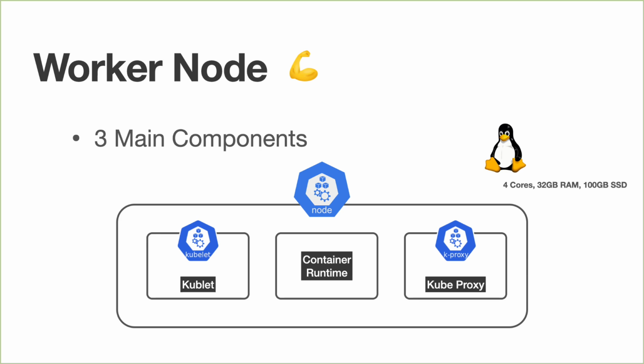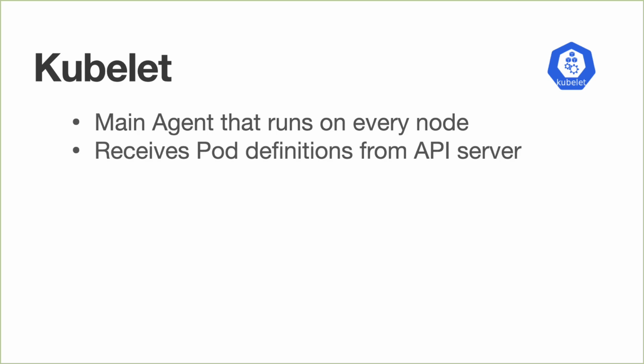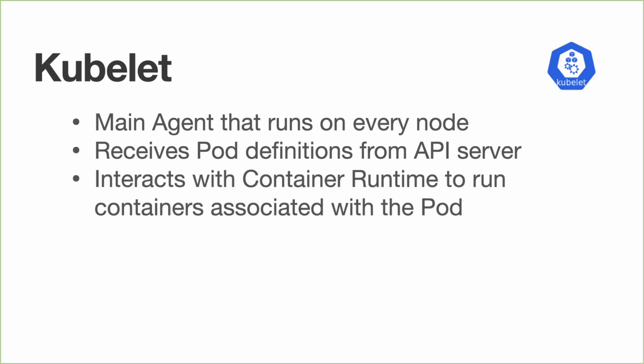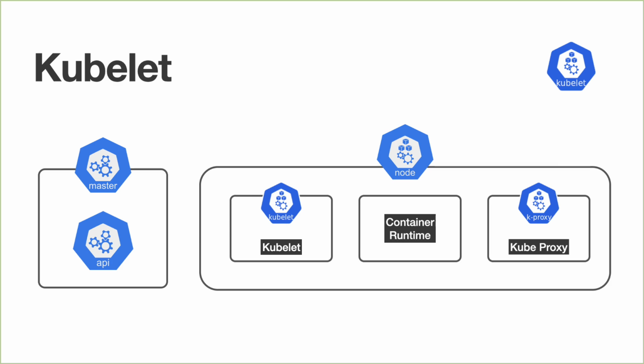So let's learn about the kubelet. The kubelet is the main agent that runs on every single node. It receives pod definitions from the API server. It also interacts with the container runtime to run containers associated with that pod, and it reports node and pod state to the master node through the API. Here you can see that the API talks to the kubelet, and the kubelet also talks back via the same channel, and the kubelet also interacts with the container runtime.